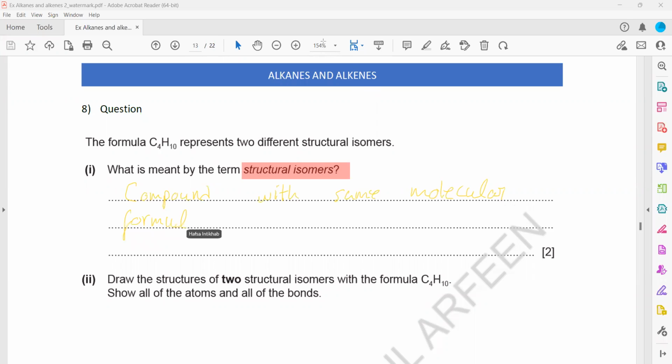Structure and displayed formula. Displayed formula, skeletal formula. There are different types of formulas for organic compounds. If you just mention different structural formula, that's fine. Then you have to draw.